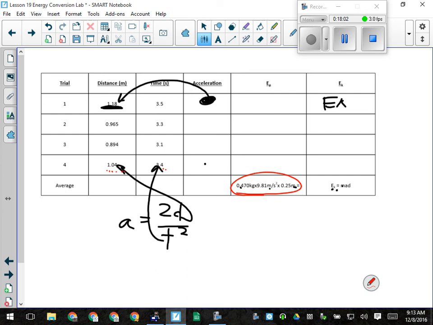You know what? No. Sorry, I said that backwards. Calculate the acceleration for every cart. Calculate the kinetic energy for every trial, then average the energies at the end. Sorry, I said that backwards. So calculate the acceleration. Don't bother doing an average acceleration. Calculate the kinetic energy for every trial, and then average them down here at the end.